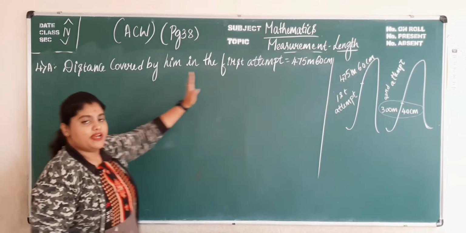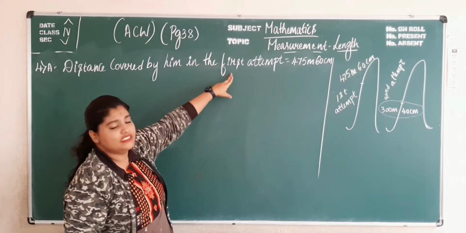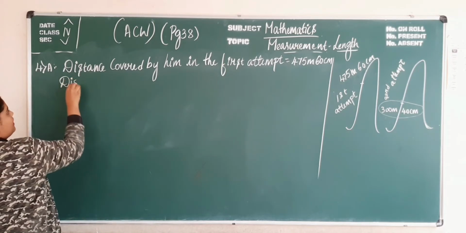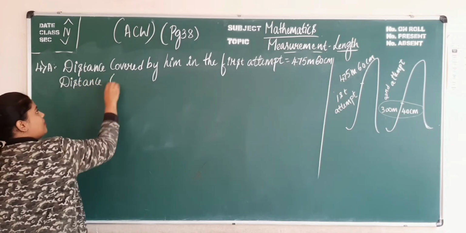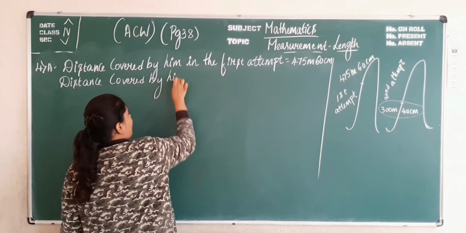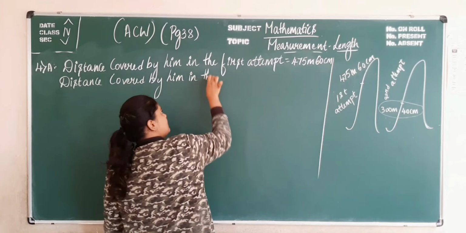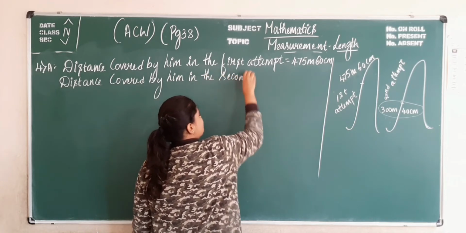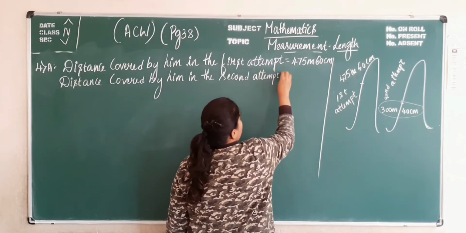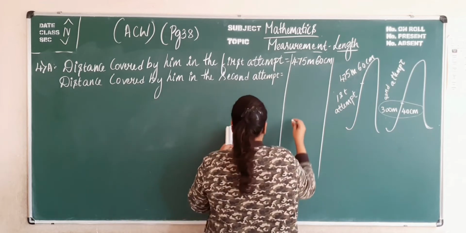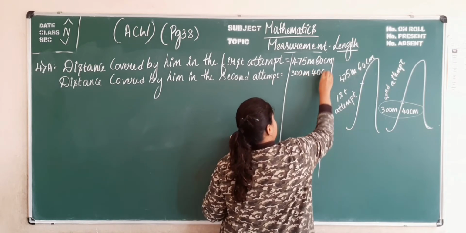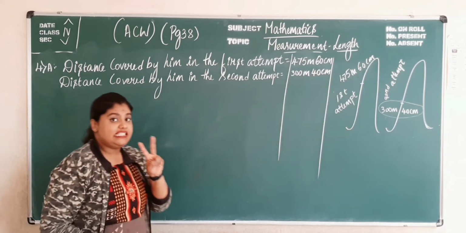Okay, what is the second statement? Same. The distance covered by him in second attempt. So instead of first attempt, I will be writing second attempt. Distance covered by him in the second attempt is equal to 300 meters 40 centimeters. So this is the distance covered by him in the second attempt.